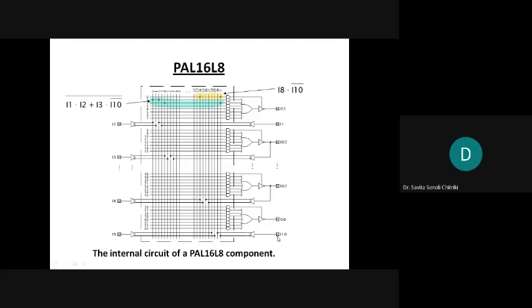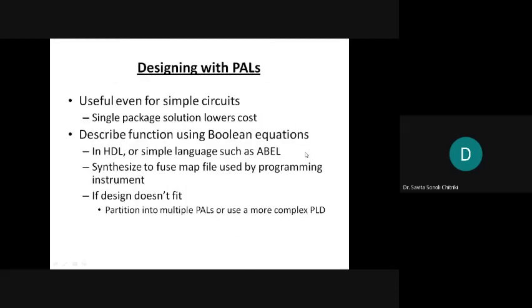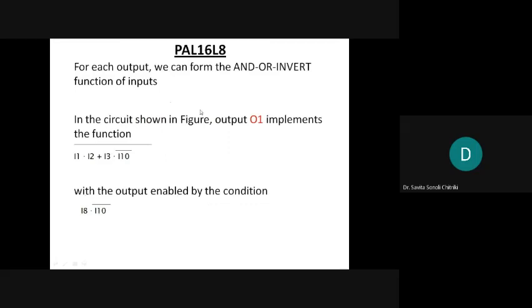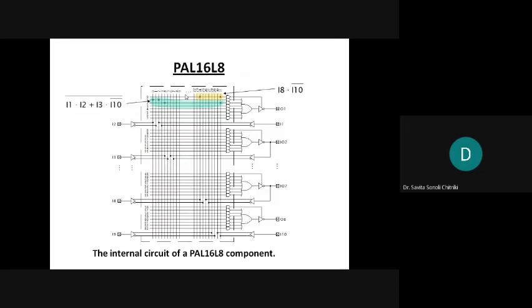I10, I10, I3, I10, one minute. For each output, we can form an AND or invert function of inputs. In the circuit shown in figure, output O1 implements the function I1, I2, I3, I10 bar and the whole bar complement, with the output enabled by the condition I8 and I10 bar.